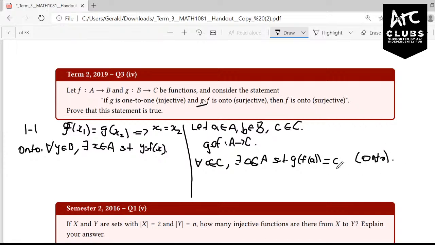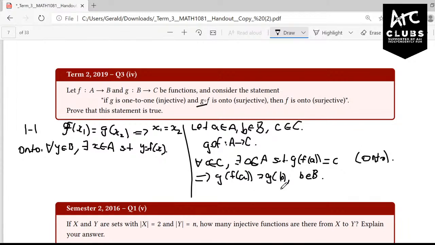All right, so now because we know that this is true, then we also know that because G is a mapping from B to C, well, c can be written as G of b. So this is the same thing as saying G of f of a must be equal to G of b, for b an element in B.